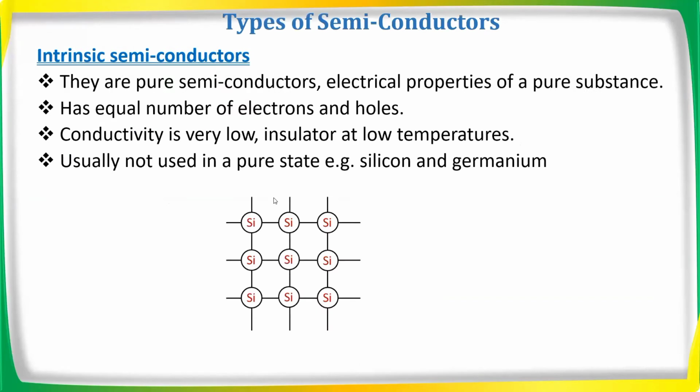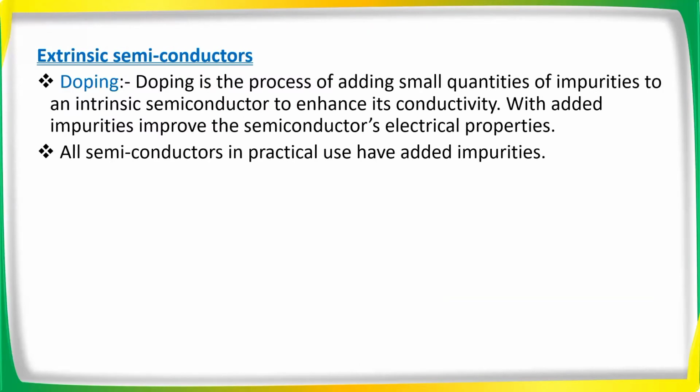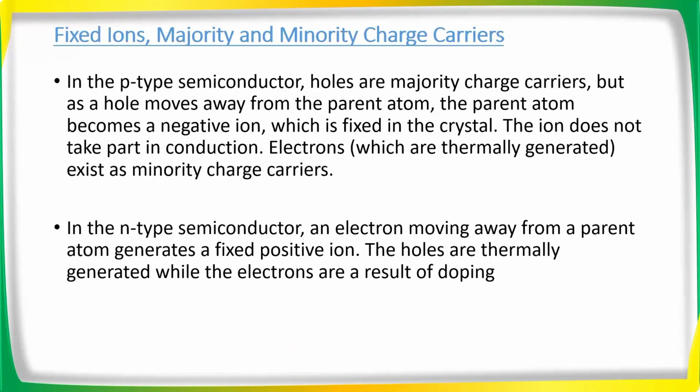Since it is an atom, when you remove an electron, you create positive ions. That is why we are talking about fixed ions, and minority and majority charge carriers. If you look at the p-type semiconductor, the holes are the majority charge carriers, but as the hole moves away from the parent atom, that is the boron, the boron remains as a negative ion. Because it is not moving, it is fixed within the crystal. We shall have what we call fixed ions. This one does not take part in the conduction.